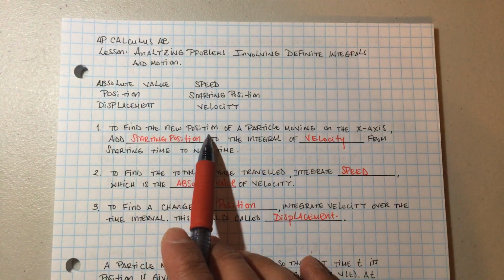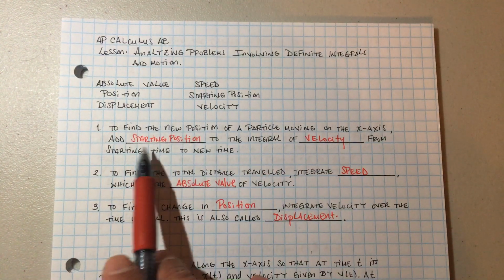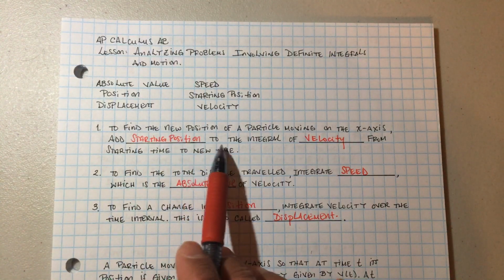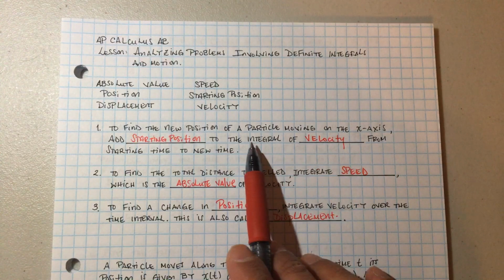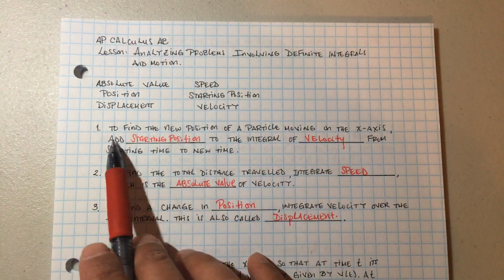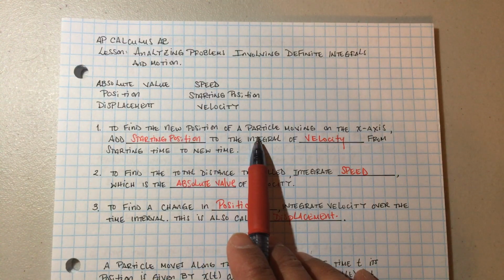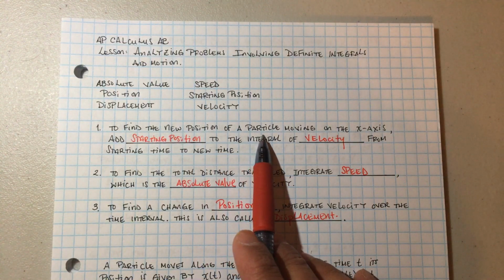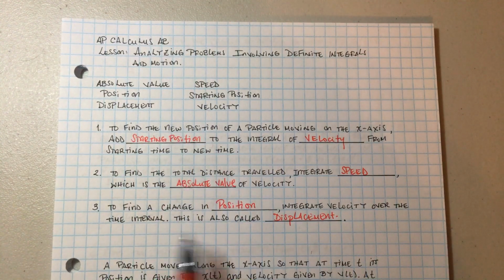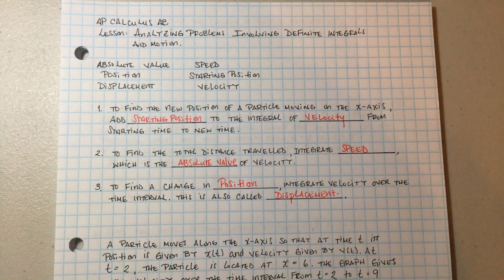To find the new position of a particle moving on the x-axis, what you're going to do is add the starting position to the integral of velocity. Remember, when you integrate velocity, you get position. So if you want to find the new position of a particle, you're going to integrate the velocity, and you're also going to add where it starts. And this will make more sense as we do the mathematics behind it.